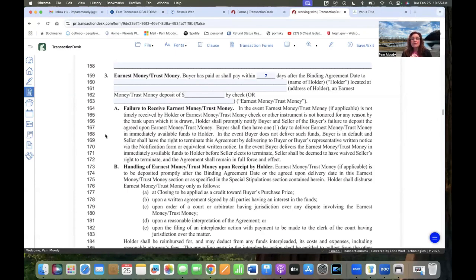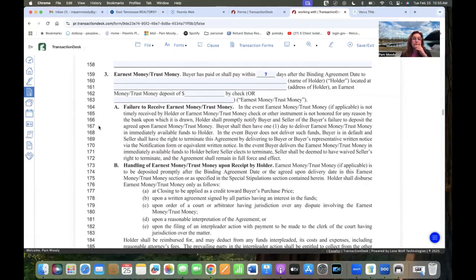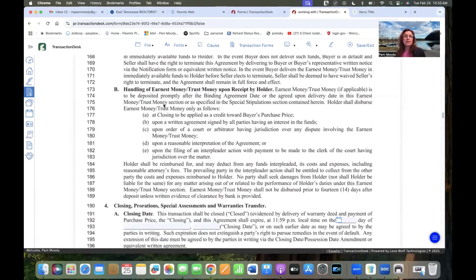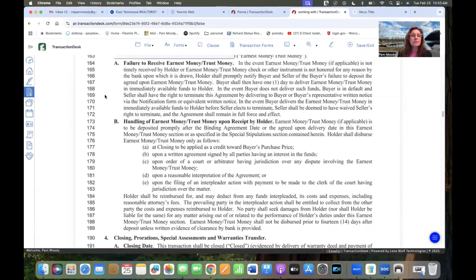But if not, then the seller is going to send me a form. I'm going to forward it to you. And that means that you immediately have to get that in, or this whole thing falls apart. Okay, so handling of earnest money, I should probably just read this.